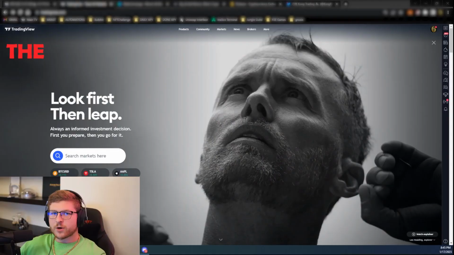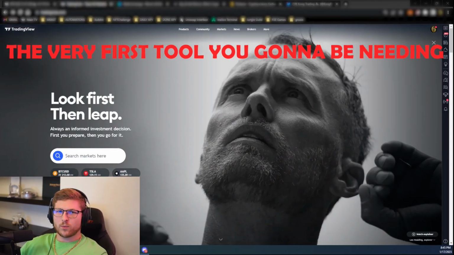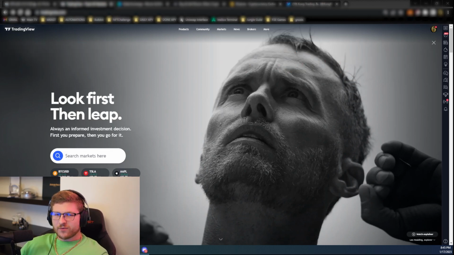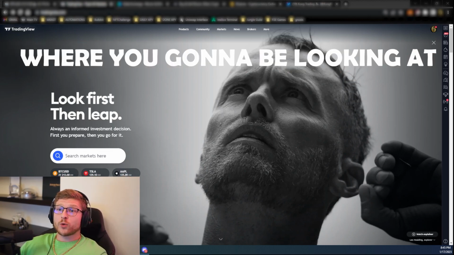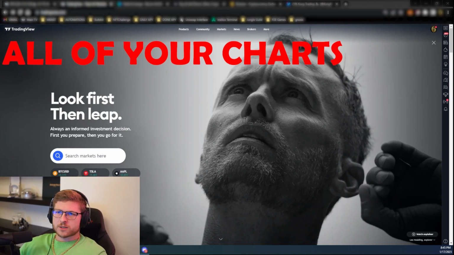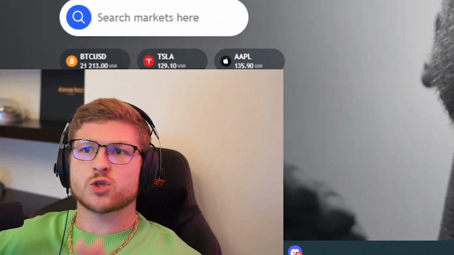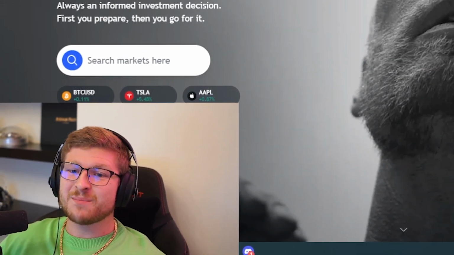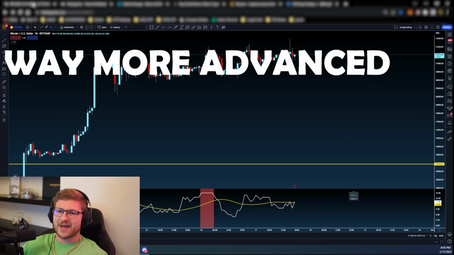The very first tool you're going to be needing while crypto trading is actually Tradingview. Tradingview is the platform where you're going to be looking at all of your charts. Surely exchanges do have charts as well, but on Tradingview, the charts are simply way more advanced.